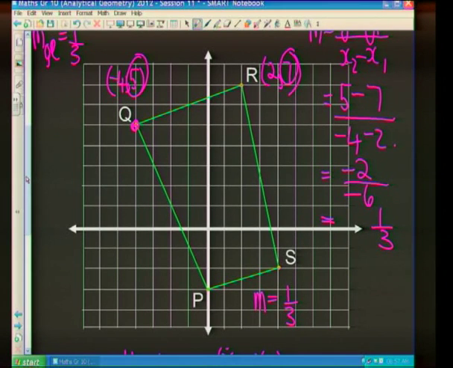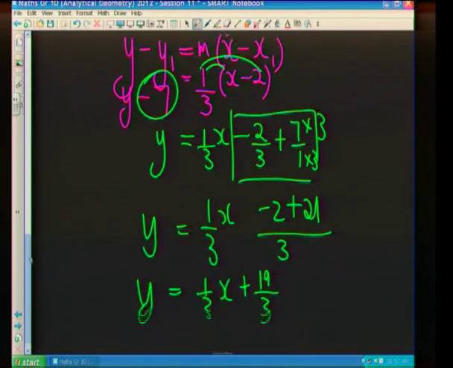And 19 over 3, well, 18 over 3 is 6, so 19 over 3 is a little bit more than 6, and that is consistent with my y-intercept on my graph.